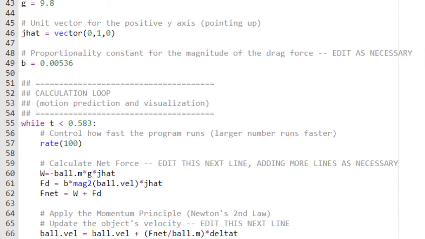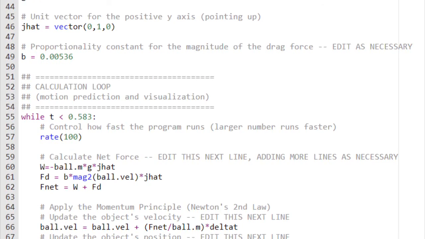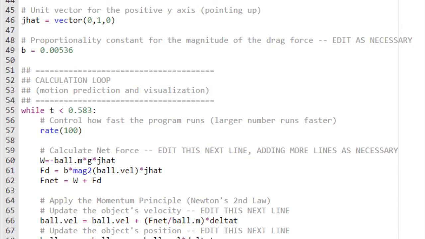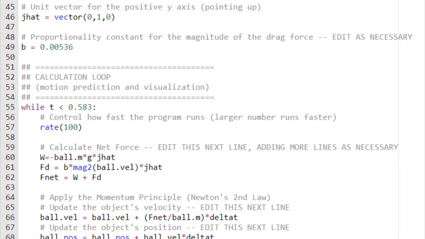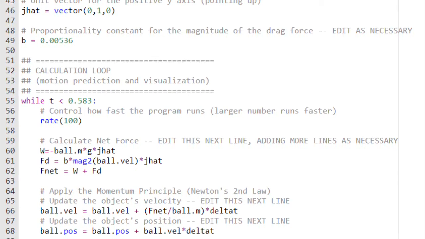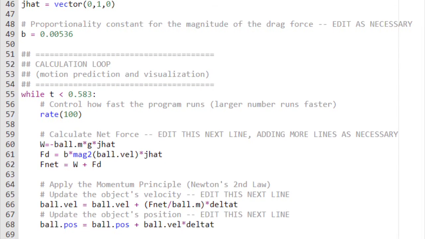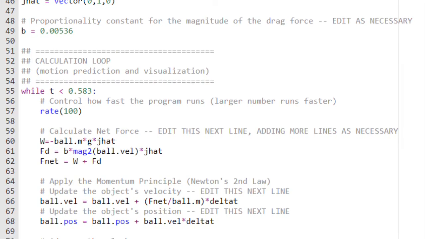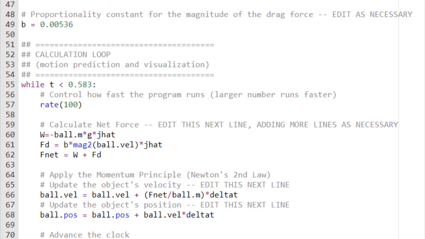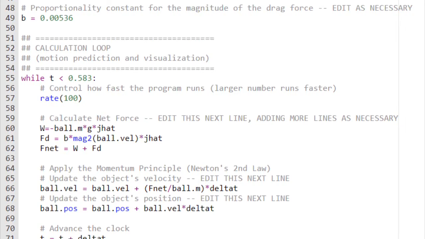And the drag force can be described by the math that I inserted into my code: Fd equals b times the magnitude of the velocity squared times j hat, which is the direction. For b, you kind of have to guess to see what matches. And it turns out that my b was 0.00536.